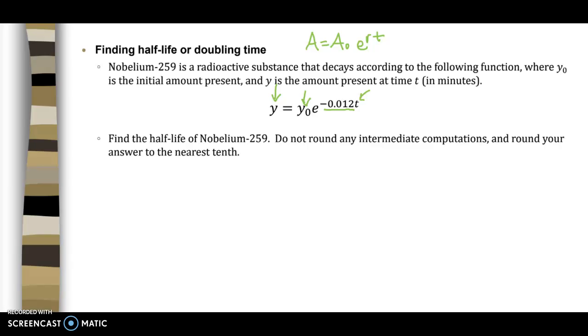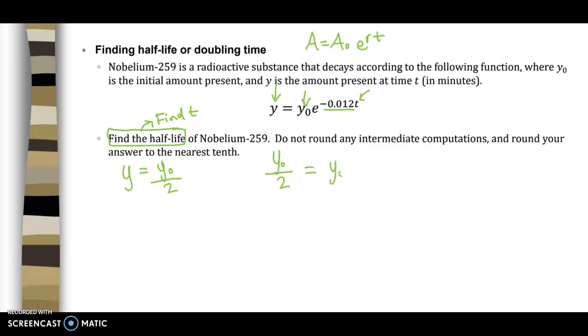We want to find the half-life. What is the half-life? The half-life is the time. When we're told to find half-life, we're finding t. So how do we find half-life? Because we're not given Y or Y naught, but we are given one thing. And what we are given is that we're finding the half-life. So that means our final amount is going to equal our initial amount divided by 2. Okay, so Y is Y naught divided by 2.